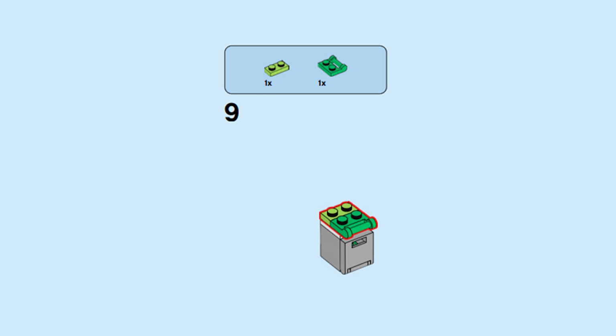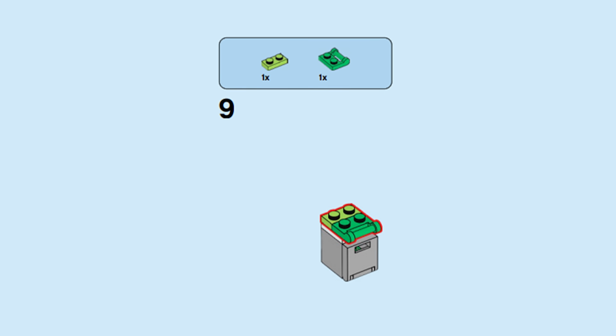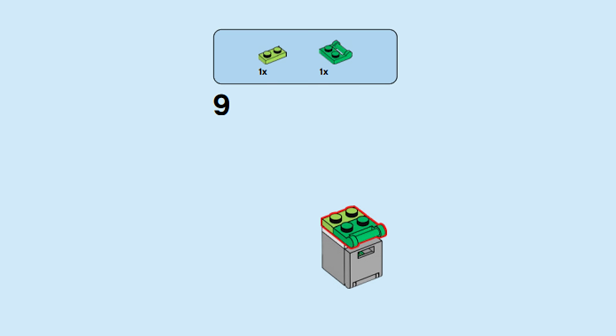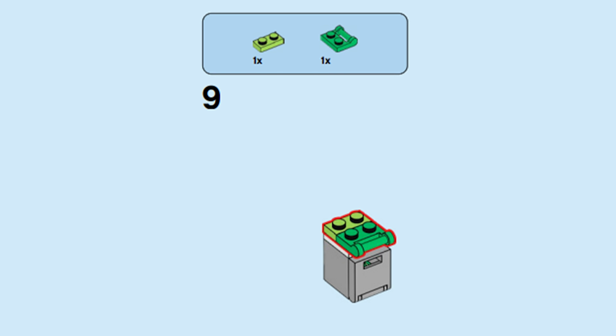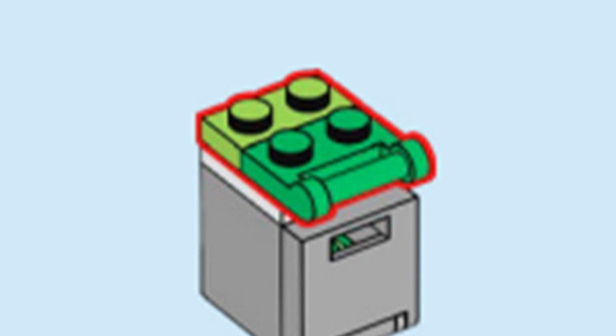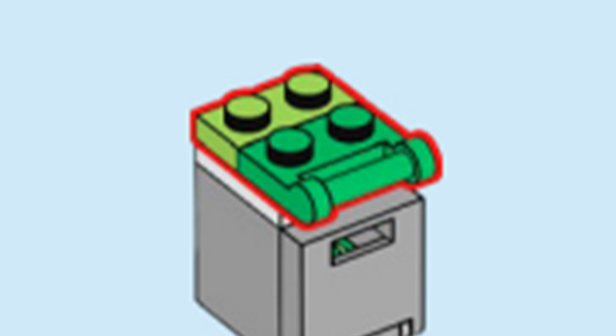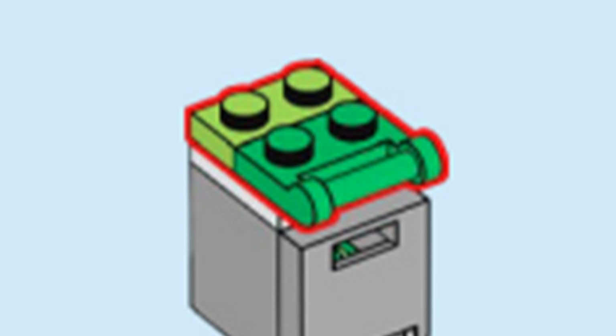Barely. Step number 9 shows that you'll need a light green 1x2 and a dark green 1x2 with clip, and tells you to put these on top of the now closed box. If you squint your eyes and look very carefully, you can see that the side of the white 2x2 from the previous step is underneath these 2 bricks.